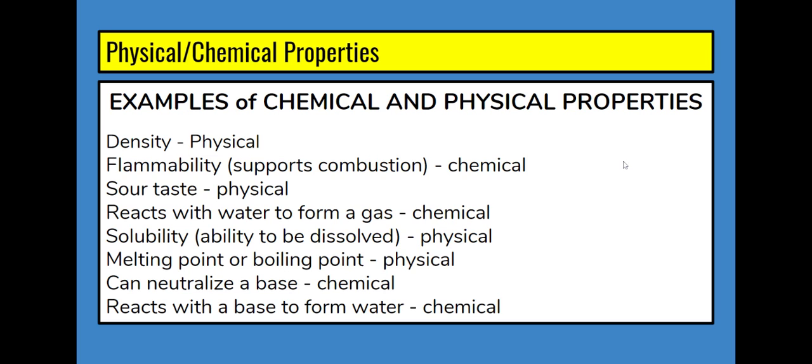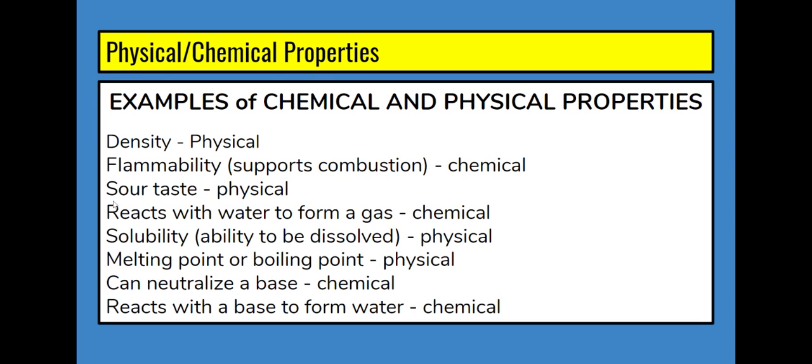So other than changes, we have to look at physical and chemical properties as well. Here are some examples of physical and chemical properties. When thinking of chemical and physical properties, you have to think of properties that would alter or could possibly alter the chemical composition of the material. Like density, for example, density is defined as physical, right? That has to do with physical properties of the material itself, whereas flammability, which supports combustion, which is explosions, right? That's a chemical property because it could alter the chemical composition of the material.